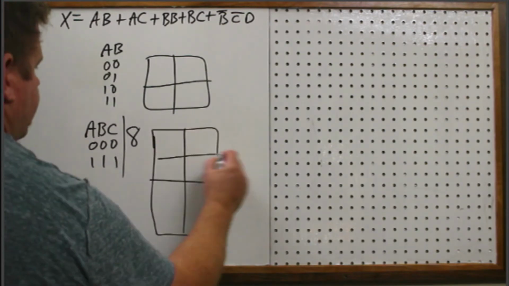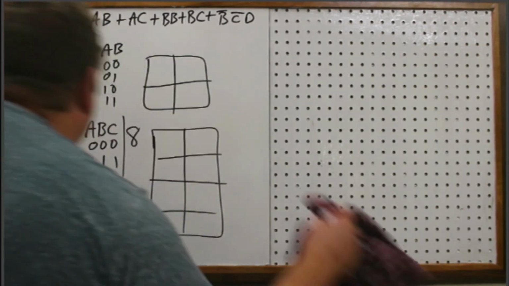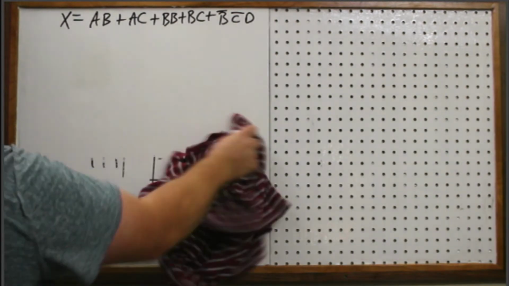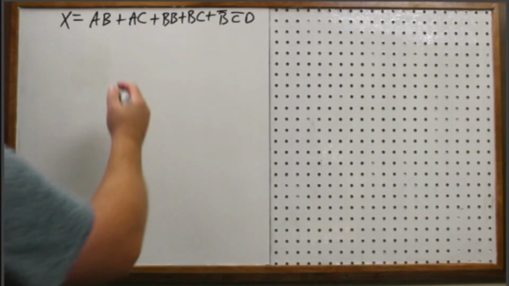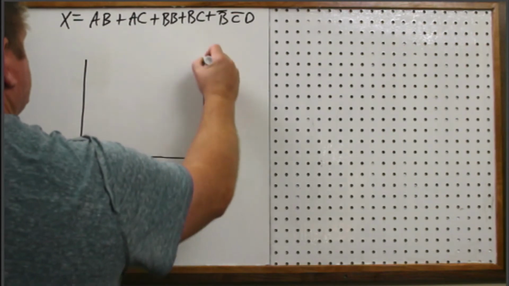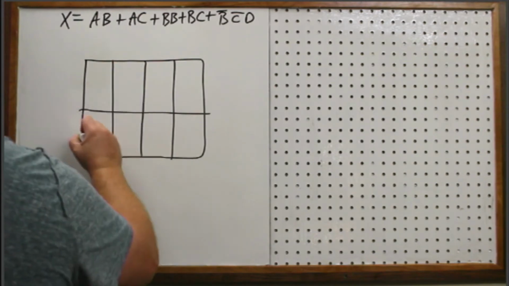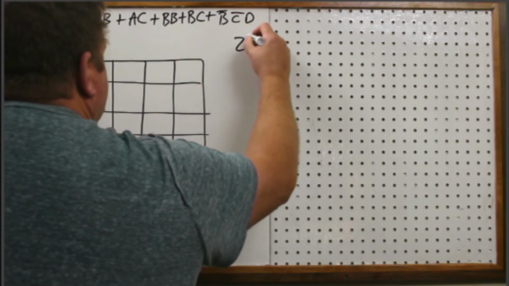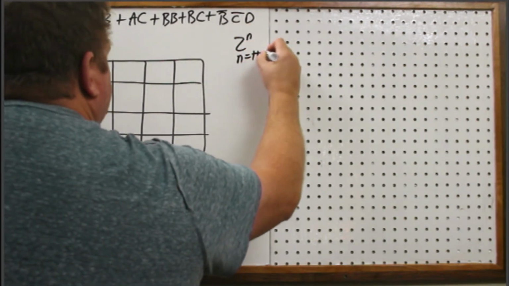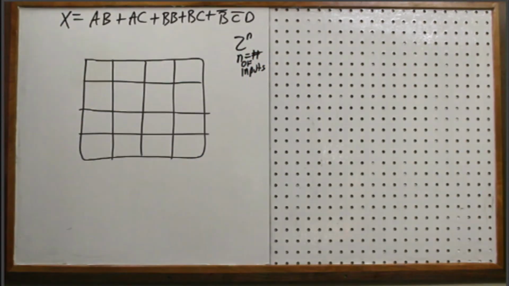And it doesn't matter if you do this vertically or horizontally. You have to have a group of 8. If you have 4 inputs, which is what we have, then you have 16 possible combinations, and so you need to have a grid that's 4 by 4. Okay, and the size of this grid is always 2 to the n, where n equals the number of inputs. So in this case we have 4, so 2 to the 4th is 16.